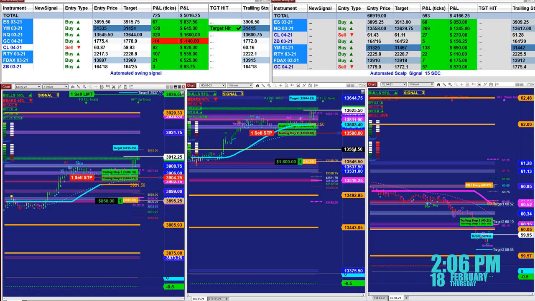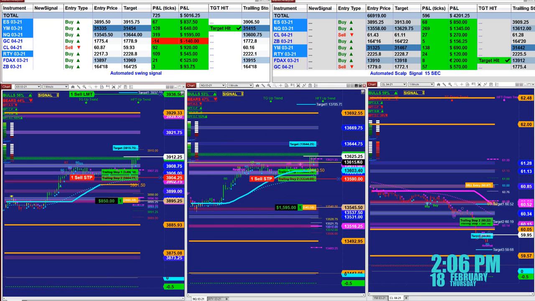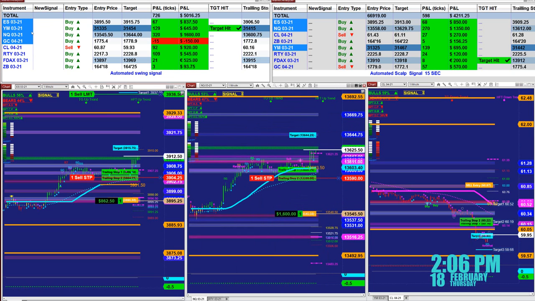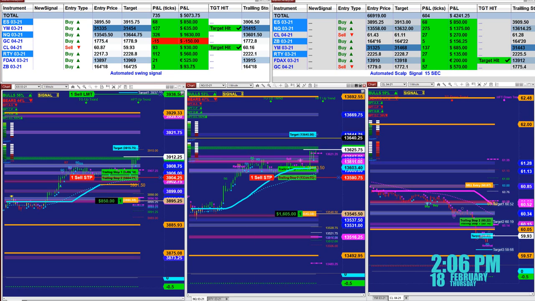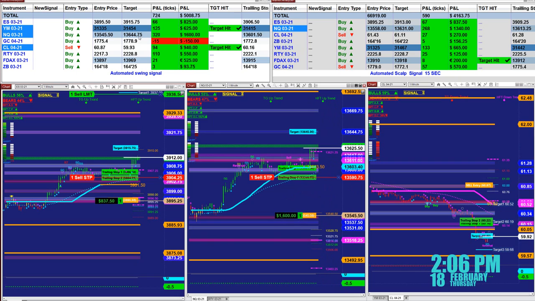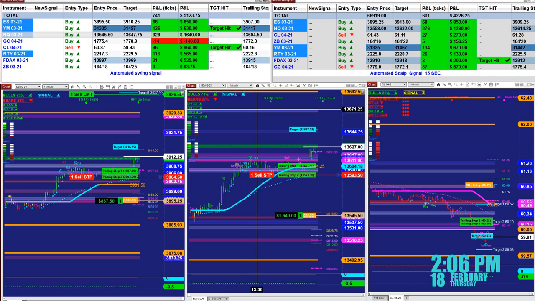If we look at the NASDAQ, the entry on the NASDAQ is a buy at 545.50, target 44.75 is right there, and based on one contract on the NASDAQ it is 322 ticks. As you see here, it is the same amount of money based on one contract.